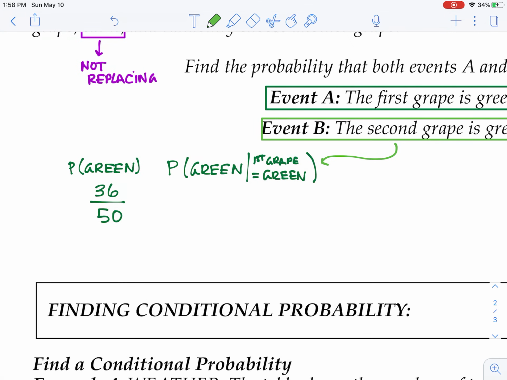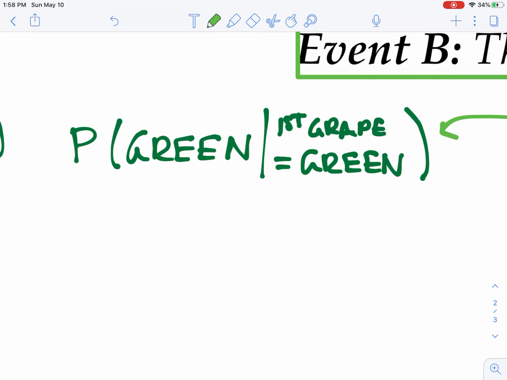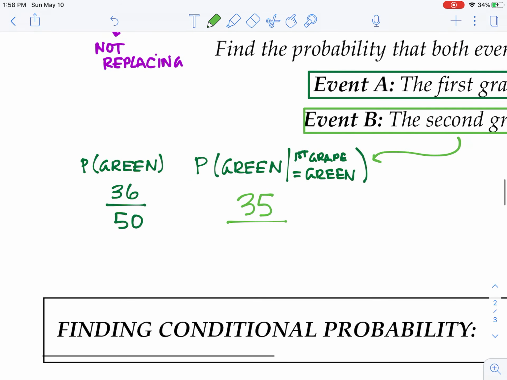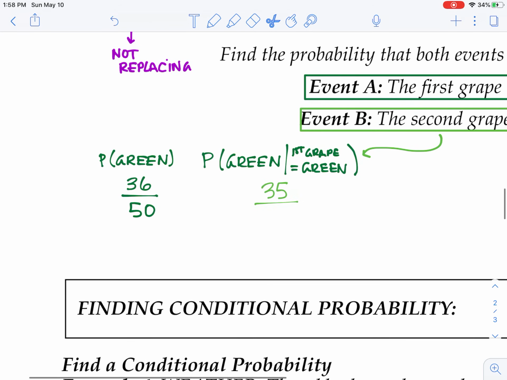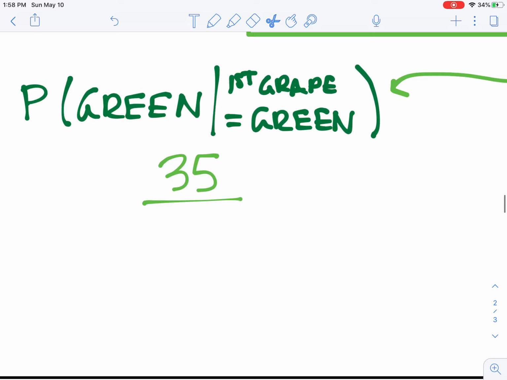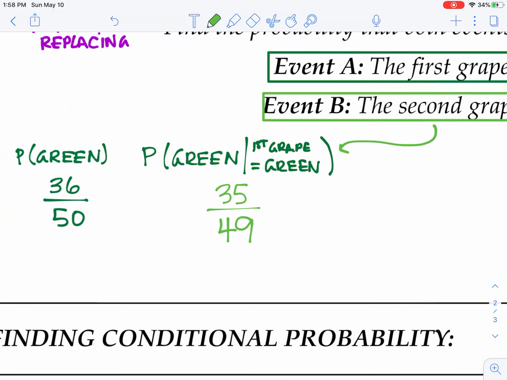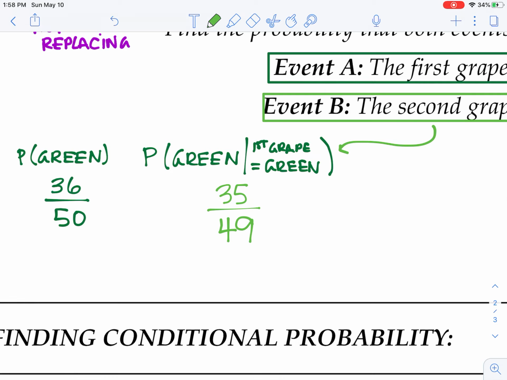So, favorable. There were 36 green grapes, but we took one out and ate it. We're assuming that happened. So now our favorable is actually only 35 green grapes. And again, since we ate the first grape, we no longer have 50 grapes in the bowl. We only have 49. So this is a situation where the conditional probability actually changes both the favorable and the total. That doesn't always happen. Sometimes it's just the total.